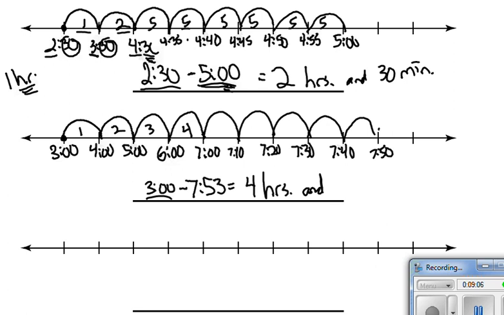So now, let's count and see how many intervals of tens I have. 10, 20, 30, 40, 50. So I have 50 minutes, but here's the thing. I still have to get 50 to 53. Well, how many minutes between 50 and 53? Well, let's think about it. 1, 2, 3. 51, 52, 53. So there's 1, 2, 3 minutes. So it's 53 minutes. 4 hours and 53 minutes between those two.